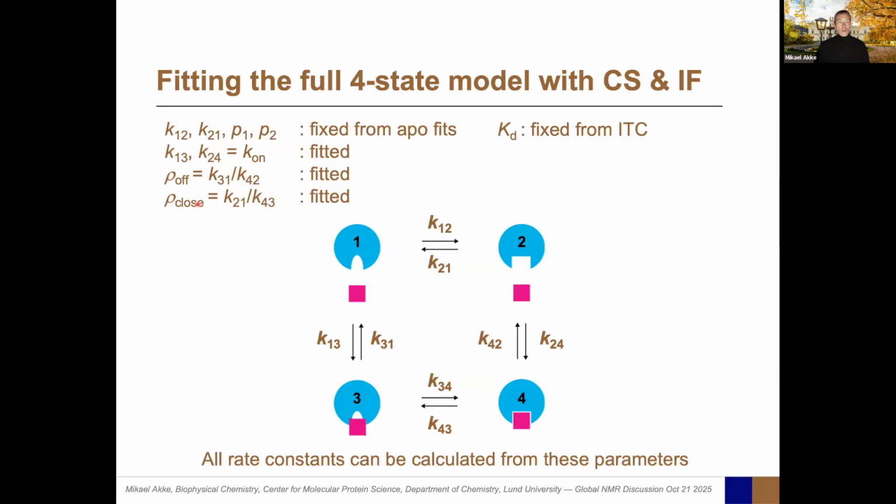We also fit the ratio of the closing rate constants. So that would be going from an open state 2 to the closed state 1, K21, and we compare that with the closing going from state 4 to 3, K43, and that's called rho close. And then we make the assumption that the on rates, K13 and K24, are the same. And that's an assumption that one can discuss. It's not necessarily so that it should be that, but we think that in the case of galectin here, it's quite likely that it is the case.